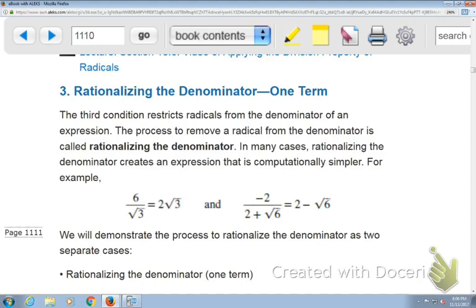So rationalizing the denominator, all right? And we're going to start off with a monomial. Monomial meaning one term, right? We're familiar with that, all right? So we refer to rationalizing the denominator when we say we want to write it where the denominator is only a rational number. So 2 is rational. Square root of 2 is irrational, right? So we don't want, essentially, radicals in our denominators.